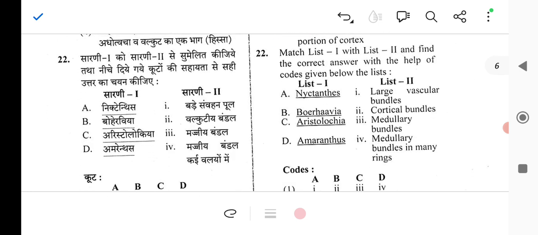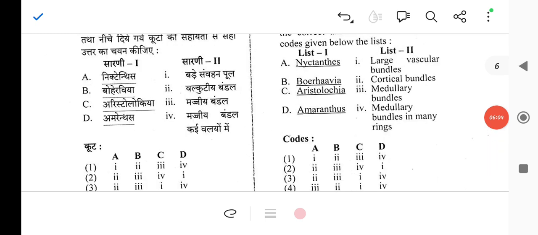Next is match. Cortical bundles are present in Nyctanthes. Boerhaavia is having large vascular bundles, Amaranthus is having medullary bundles, and Aristolochia has medullary bundles in rings. So I am not sure about this one. If you find the correct answer for this, you can write it in the comment box.